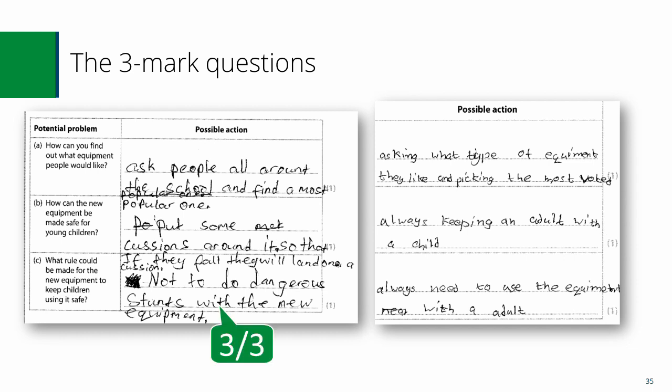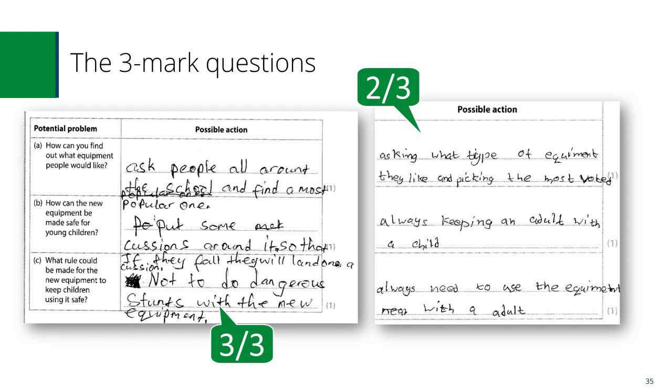This item received full marks. The student did well. How would you find out about the equipment? You'd ask people. Find the most popular one. How would you make the equipment safe? You might put cushions around so that if people fell off they'd land on a cushion. Again, there's no hurdle here for spelling. It's clear what is meant. What rule could be made for the equipment? Well, not to do dangerous stunts, behave sensibly. These are super answers.